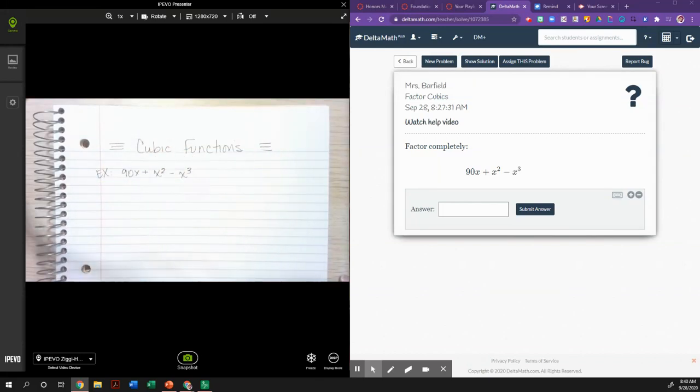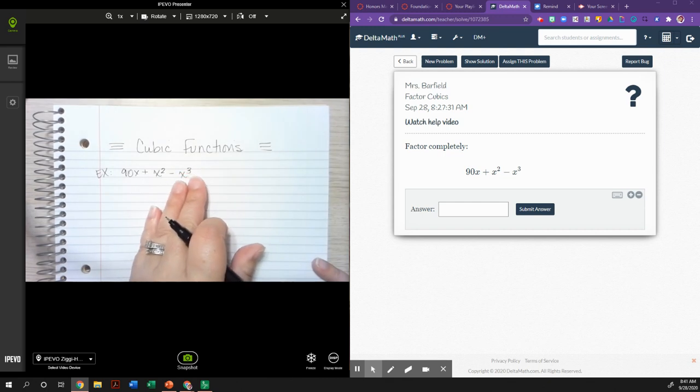All right, you guys. So welcome to factoring. Now we're going to be looking at factoring cubic functions specifically. We started the lesson with an opening video about cubic functions. So now we're going to look at how we factor different kinds of cubic functions.